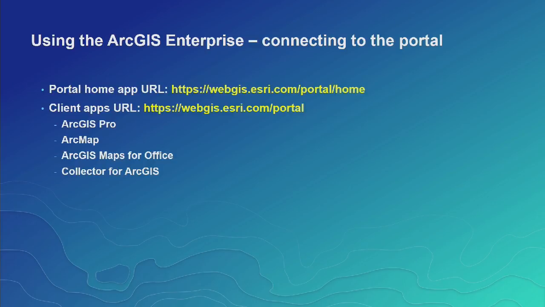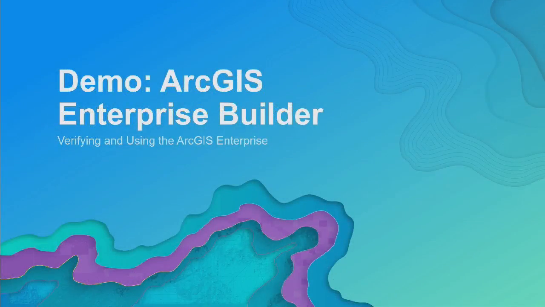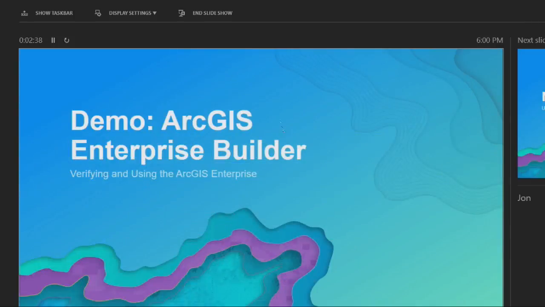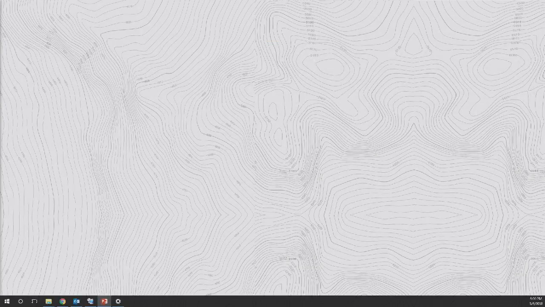Another is through how clients are going to connect to the portal. And this is going to be through the same URL but without /home at the end. And this is going to be for clients such as ArcGIS Pro, ArcMap, any mobile clients like Collector or Explorer, or any of the location analytics applications like ArcGIS Maps for Office. So real quick, I'm going to assume the role of a user and go through a typical workflow that your users may go through.